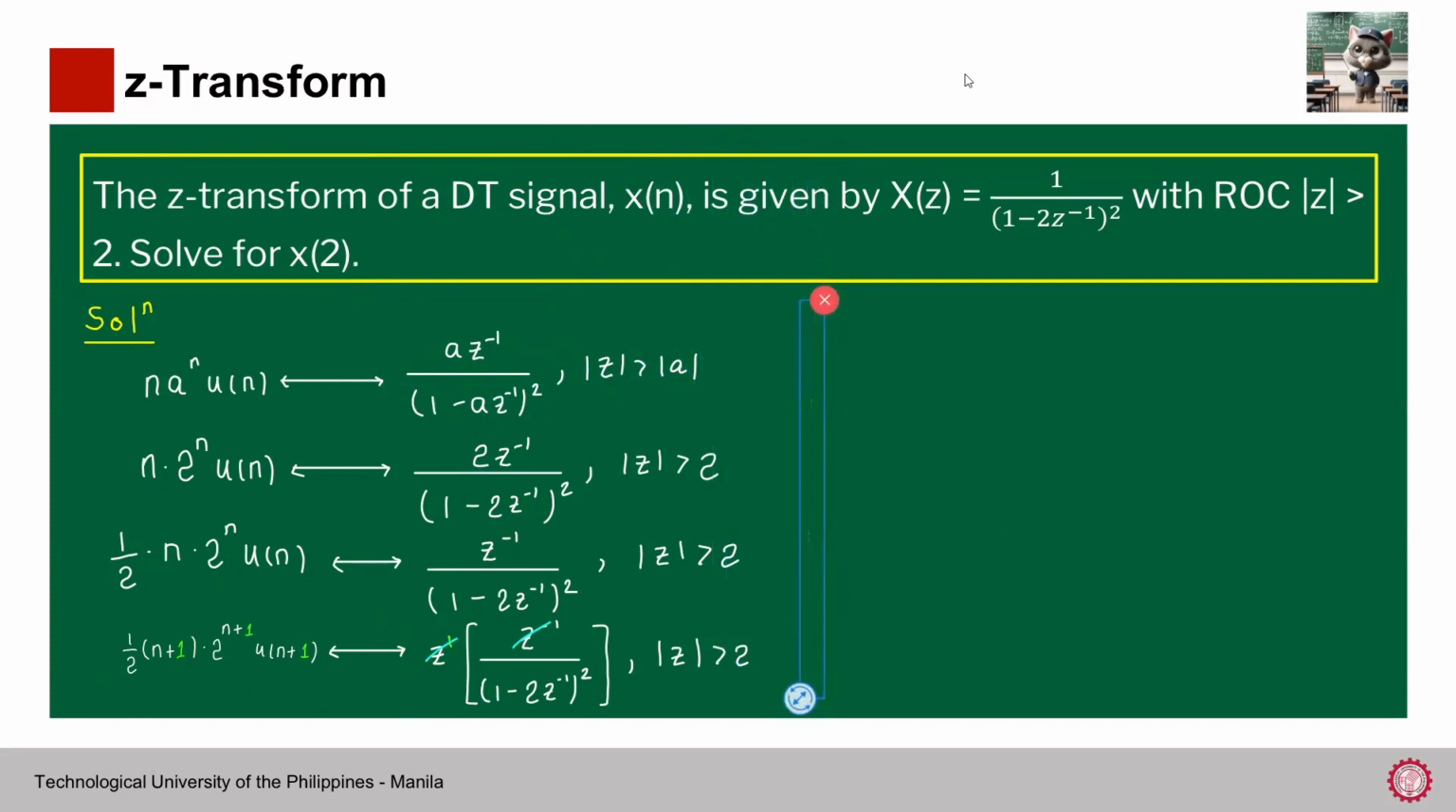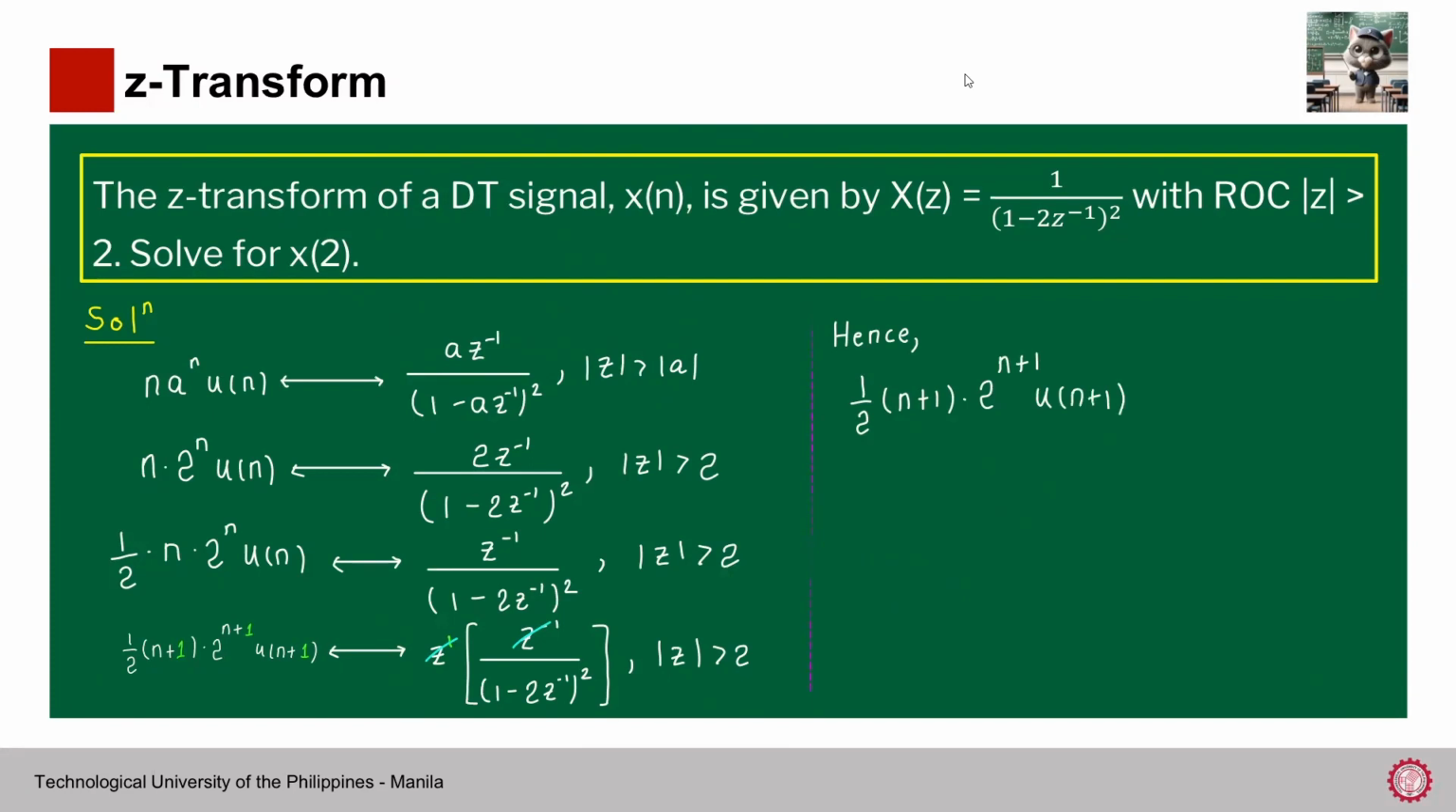So what is that Z transform pair, guys? So let me write. So we have 1/2. Hence, so that we have here. So ano magiging answer natin, guys? So we have 1/2 times the quantity n plus 1, times 2 raised to n plus 1, u of n plus 1.